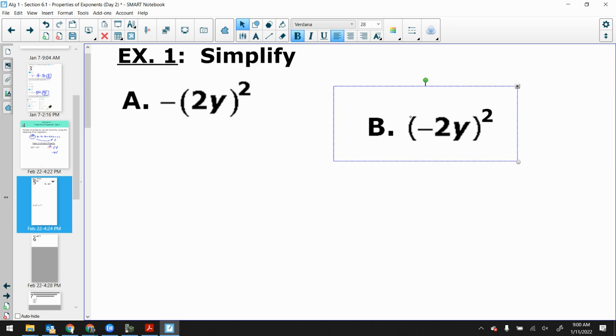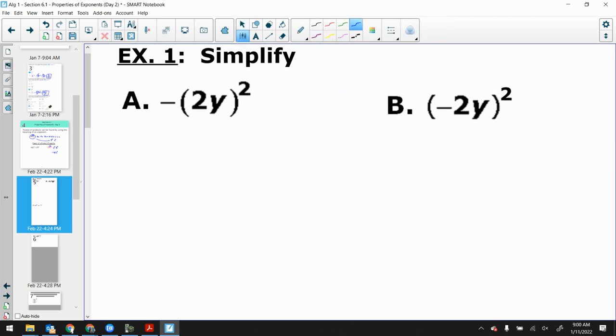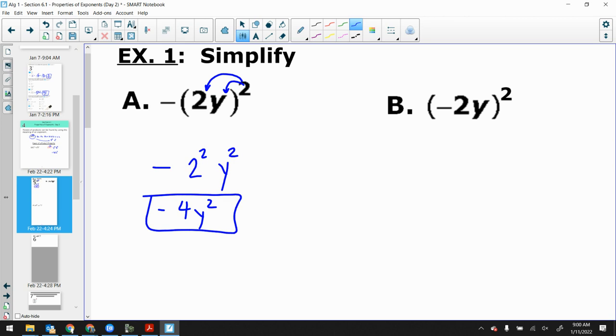Is it a negative 2 and y? Okay, let's take a look. Is the negative being squared? No. So the negative must stay. That's not being raised to any power. Now we bring that 2 squared, y squared. Oh, why did I say 4? Whoops, sorry. 2 squared, y squared. Oh, now I know why I said 4. Because what is 2 squared? 4. My brain was ahead of myself.